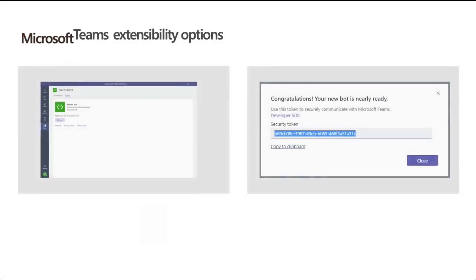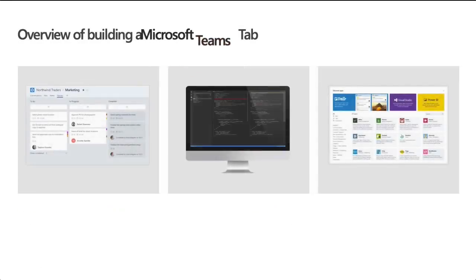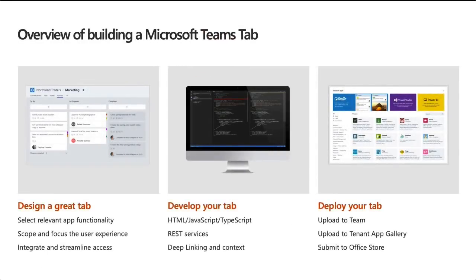Microsoft Teams provides many different extensibility options. You can create a Teams app which can consist of a custom tab. It could also leverage bots, messaging extensions, and connectors. Or you can also build a custom bot, which would reply and receive messages from a user to have a nice little interaction experience with your users. Now, let's take a look at an overview of building a Microsoft Teams tab.